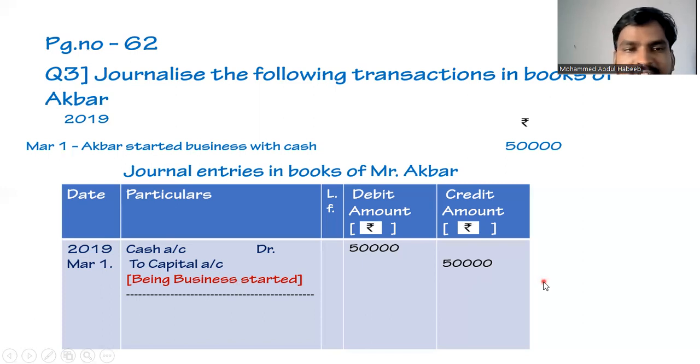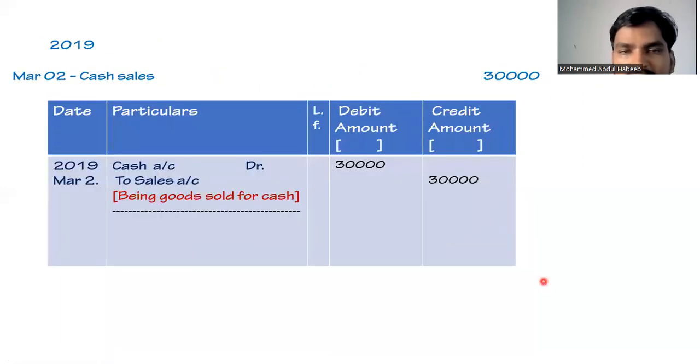Coming to the next transaction, which is on 2019 March 2nd, cash sales 30,000. So here the date will be taken as 2019 March 2nd. Cash sales means the business is selling the goods. So sales is an income, so sales will be credited, and in return the business is receiving cash. So cash is coming into the business, so cash will be debited, and the journal entry becomes cash account debit 30,000 to sales account 30,000, and the narration will be being goods sold for cash.